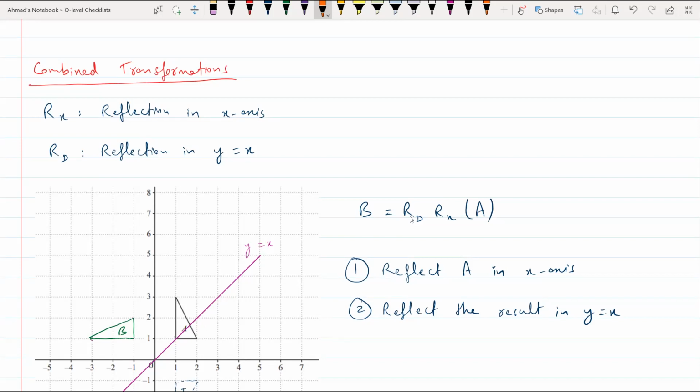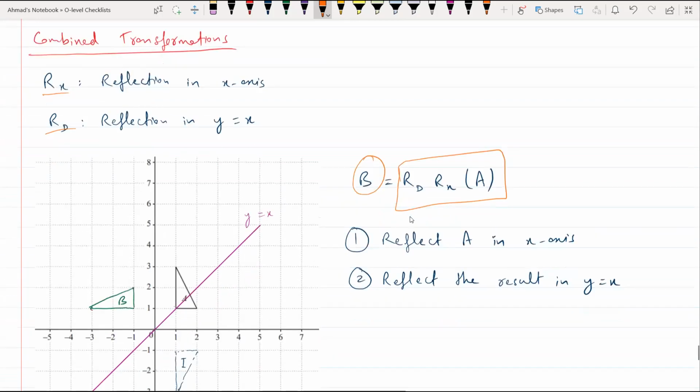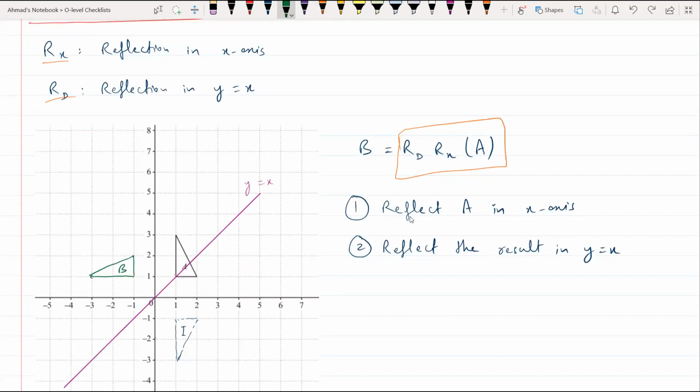Let's say you have a transformation that is reflection in the x-axis, and another transformation that is reflection in y equals x, represented by Rx and Rd respectively. Now let's say it says apply Rd Rx on A, and the result is going to be your B. Now what happens? You have to take care of the order. The one attached to A, the one right next to it, is going to apply first.